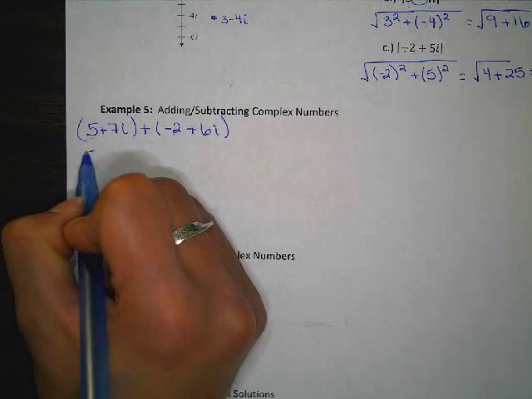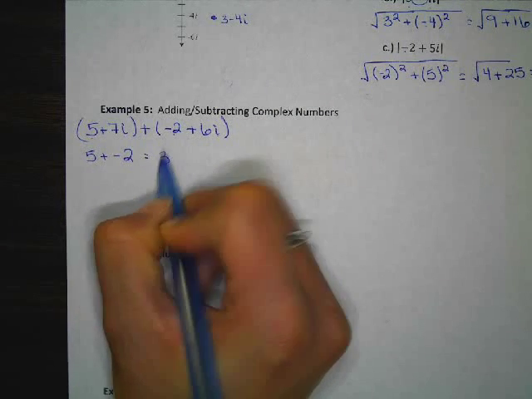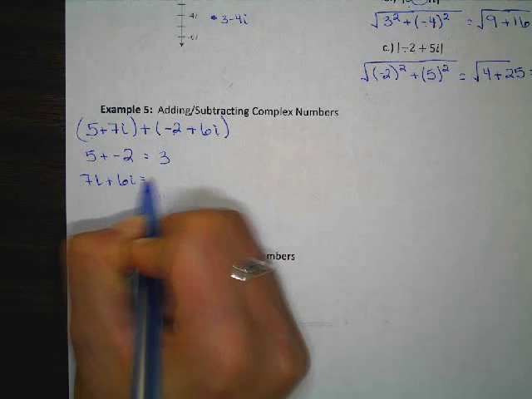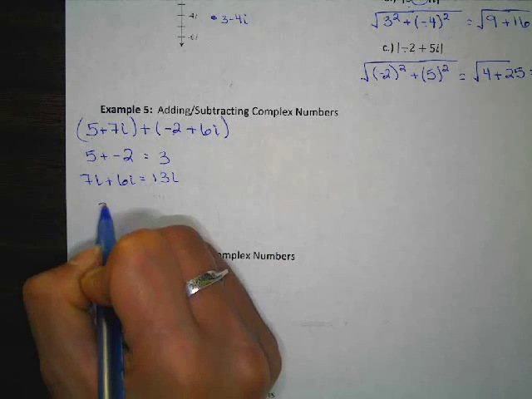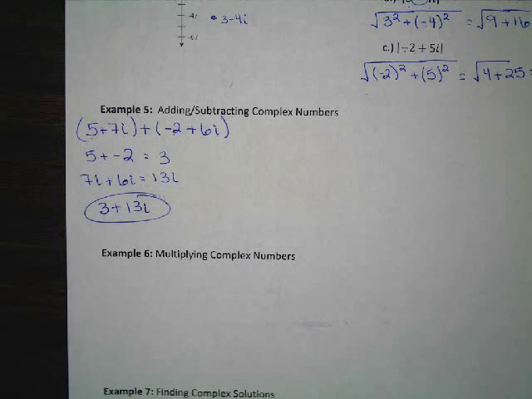So 5 and negative 2 make 3. And then the i's here, 7i and 6i, make 13i. So your answer is 3 plus 13i. Simple enough, basically like adding 5 plus 7x and negative 2 plus 6x. It's just that the x's are i's.